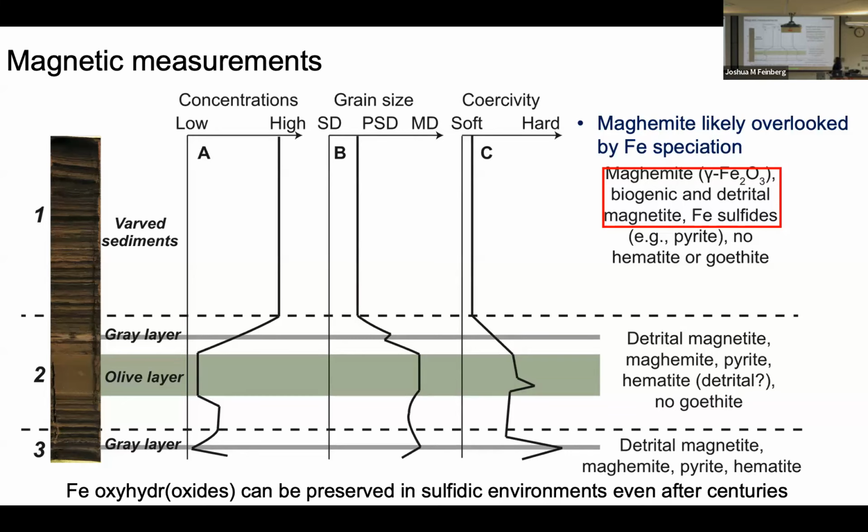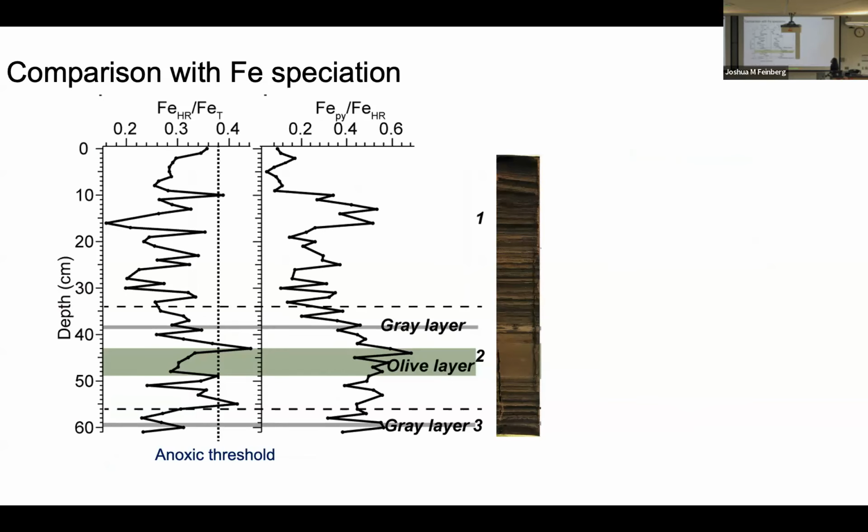I want to show you another thing that makes iron speciation really problematic, also from those layers. This is our geochemistry data for iron speciation. On the left-hand side, you have highly reactive iron over total iron. On the right-hand side, you have pyrite iron over highly reactive iron. If you still remember, there are a bunch of thresholds that geochemists use to determine the benthic environment of oxygenation. 0.38 is their magical threshold to tell you there is an anoxic environment in the water.